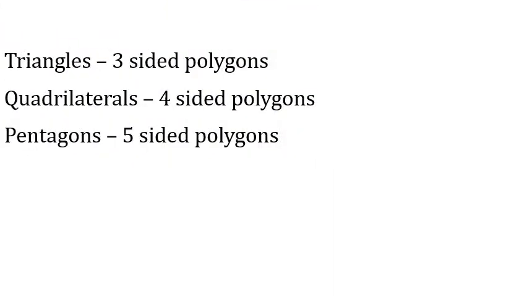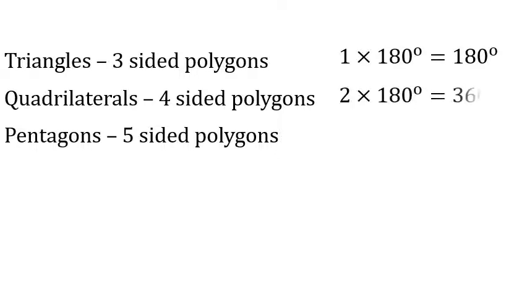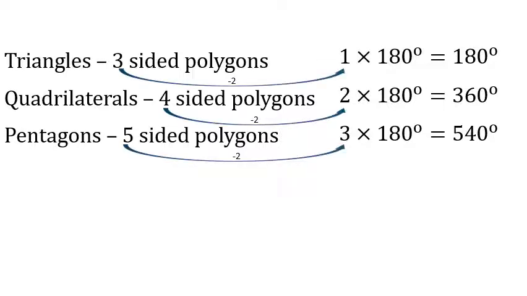So far, we have that angles in triangles total 180 degrees, in quadrilaterals total 360 degrees, and in pentagons total 540 degrees. Note that all we need to do to find the sum of the interior angles is to subtract 2 from the number of sides of the polygon and multiply it by 180. The formula for this, using n as the number of sides, is n minus 2, times 180. Using this formula, we can find the sum of the interior angles in any polygon.